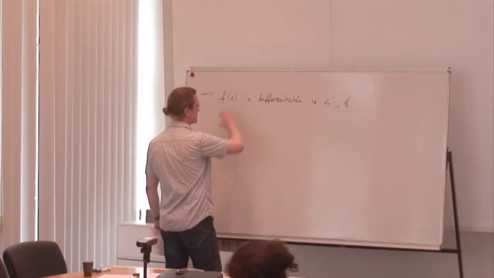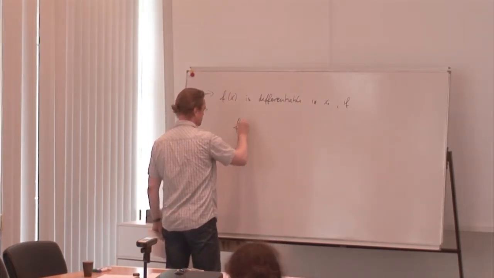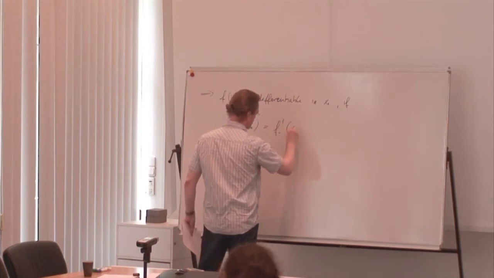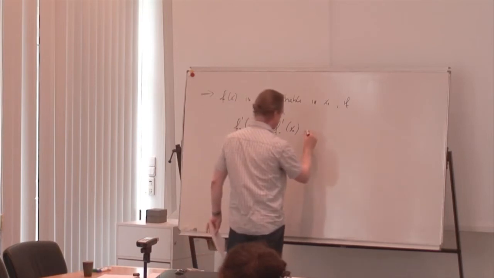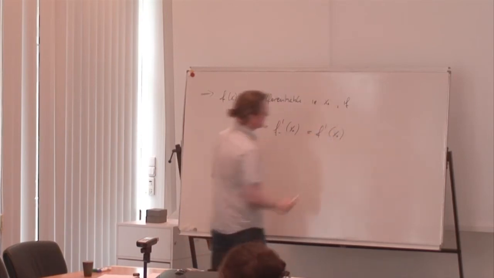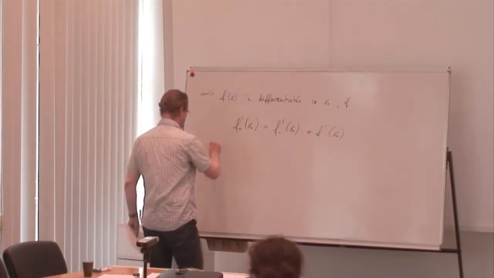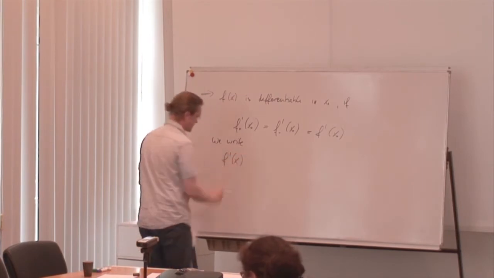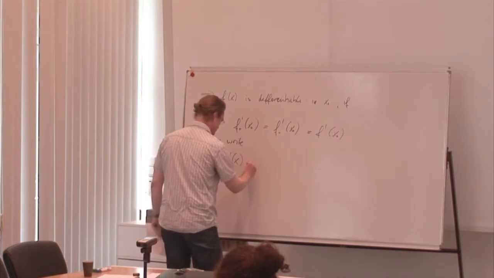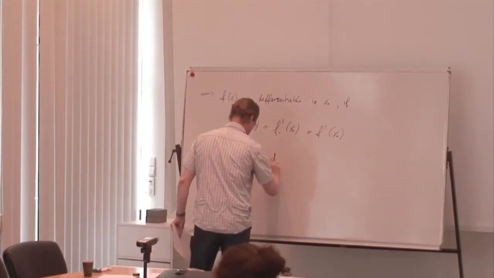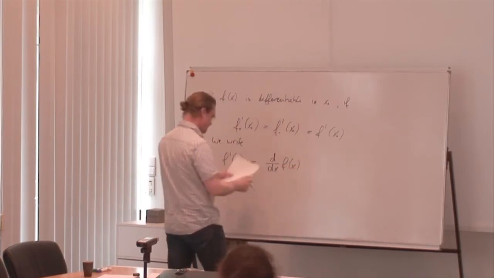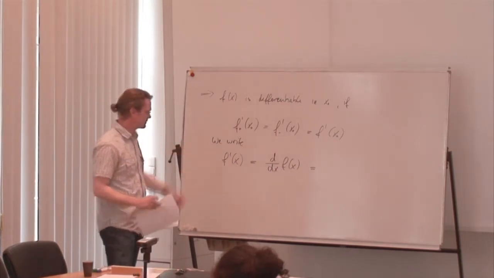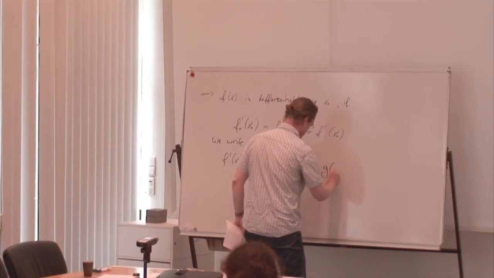That is to say, f of x is differentiable if the derivative from above in the point x naught is the same as the derivative from below. If these two things are the same, then we call this just f prime at x naught. And we also write f prime of x, so the first derivative of the function f of x is often written as d dx f of x. We note that f of x is a univariate continuous real valued function, and its derivative is nothing but another function, say g of x.